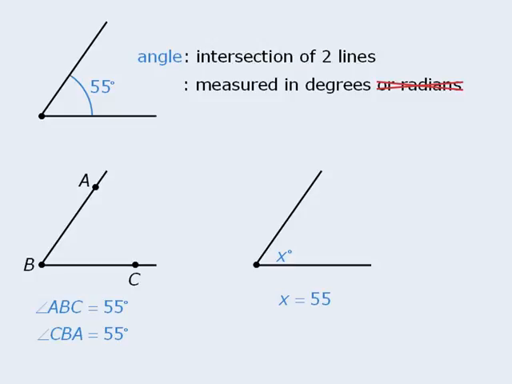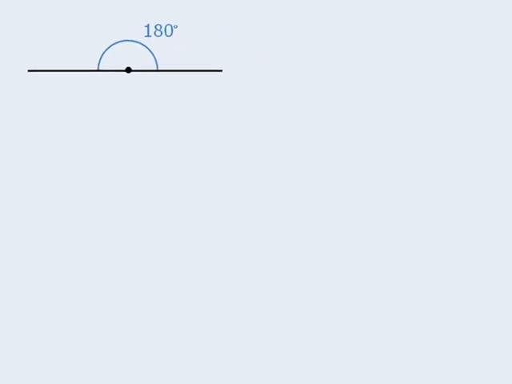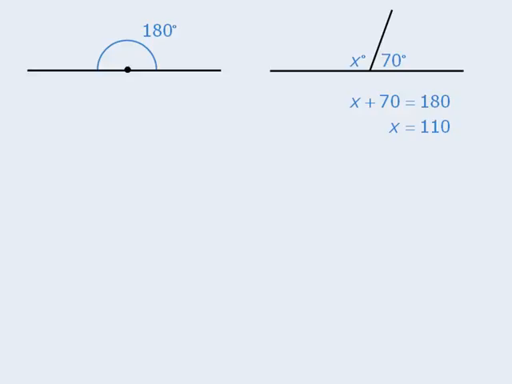Now the measurement of any angle can be thought of in terms of its relationship to the angle found in a straight line. This angle is equal to 180 degrees. Now we can use this one piece of information to make various conclusions. For example, if we know that one of these two angles is 70 degrees, then we can find the other angle. Since we have a line here, we know that the underlying angle is 180 degrees. So it must be the case that x and 70 add to 180. If x plus 70 equals 180, then x must equal 110, so the second angle here is 110 degrees.